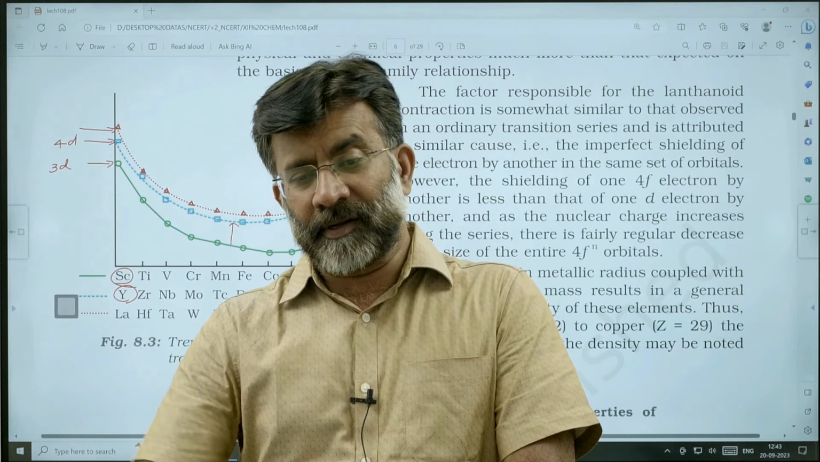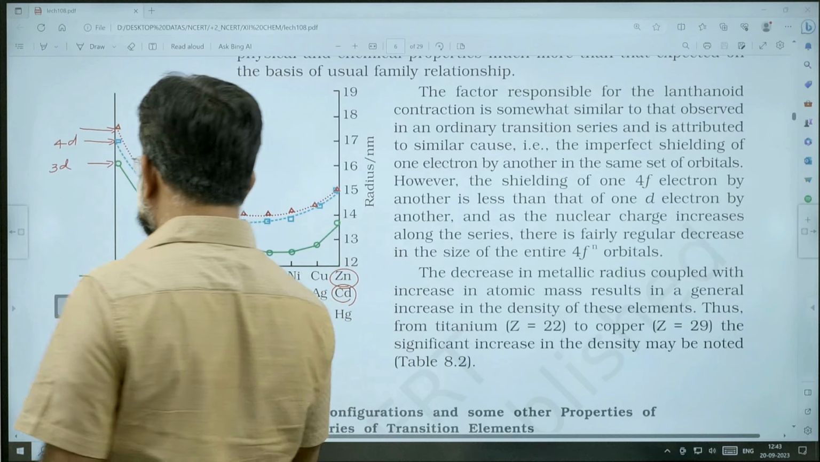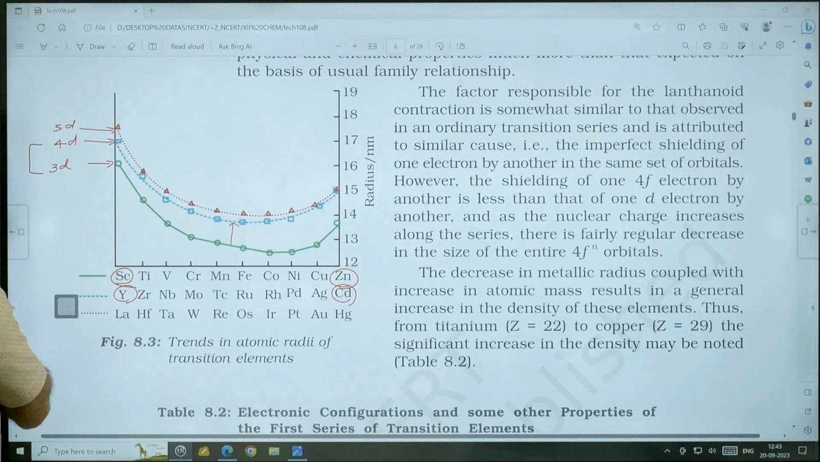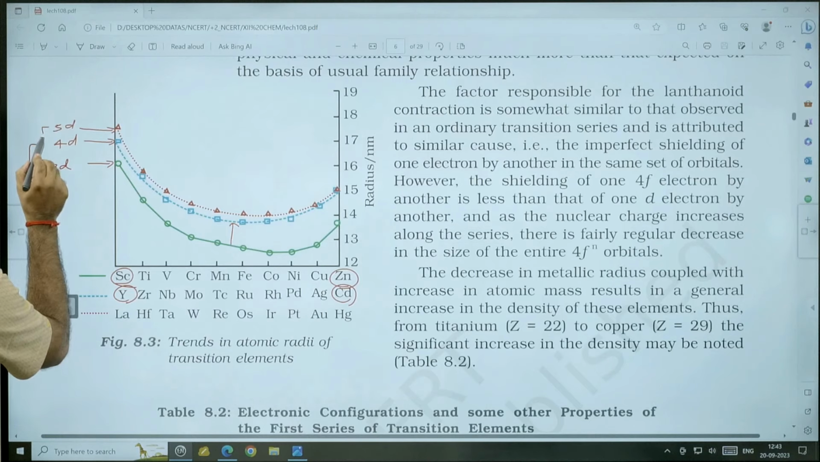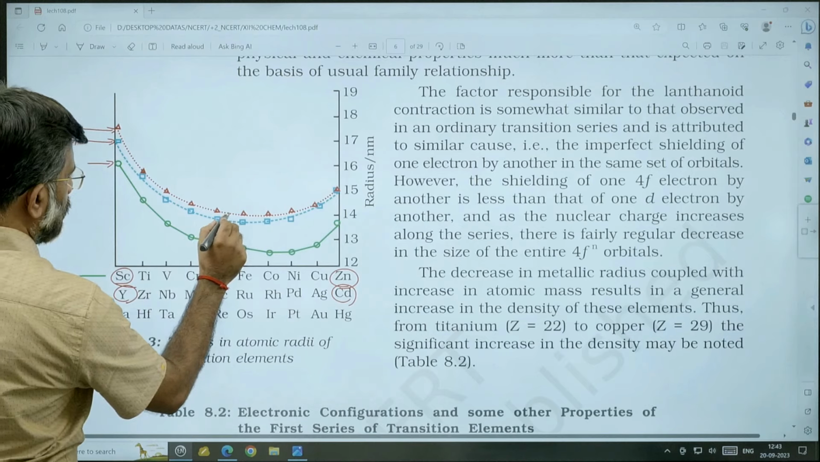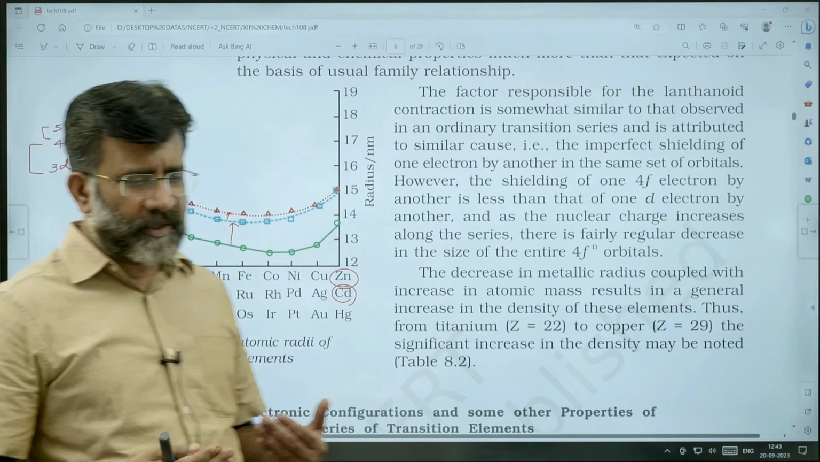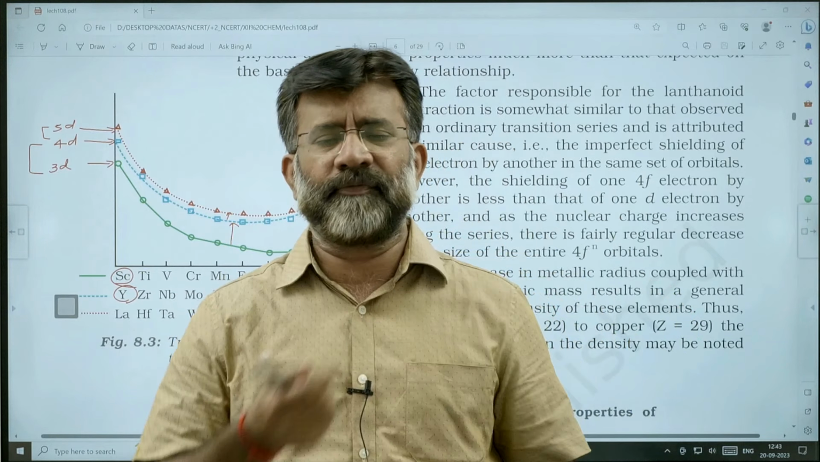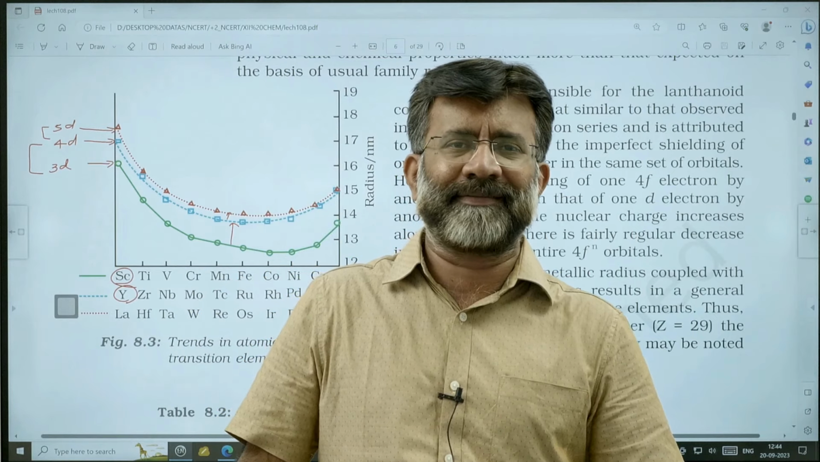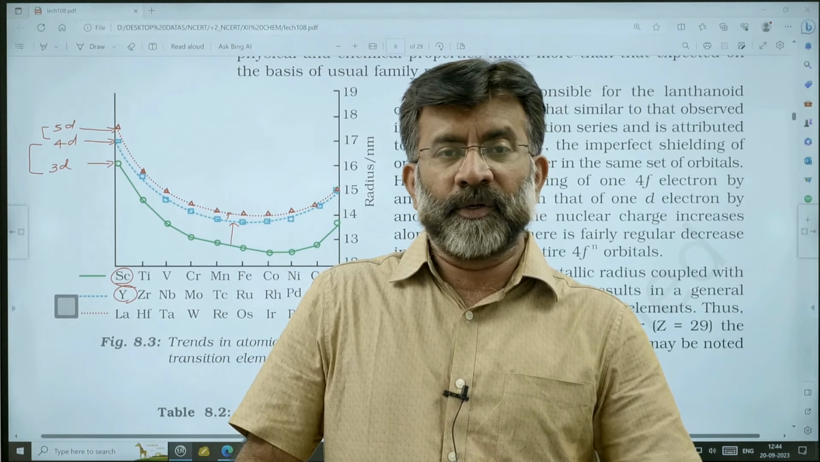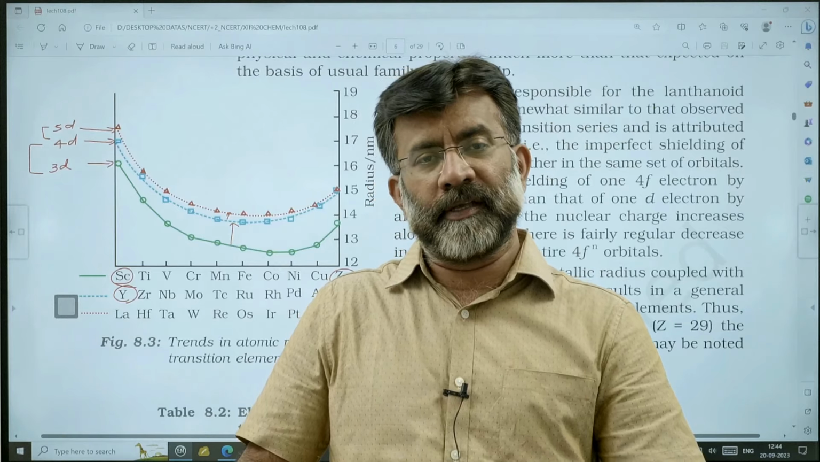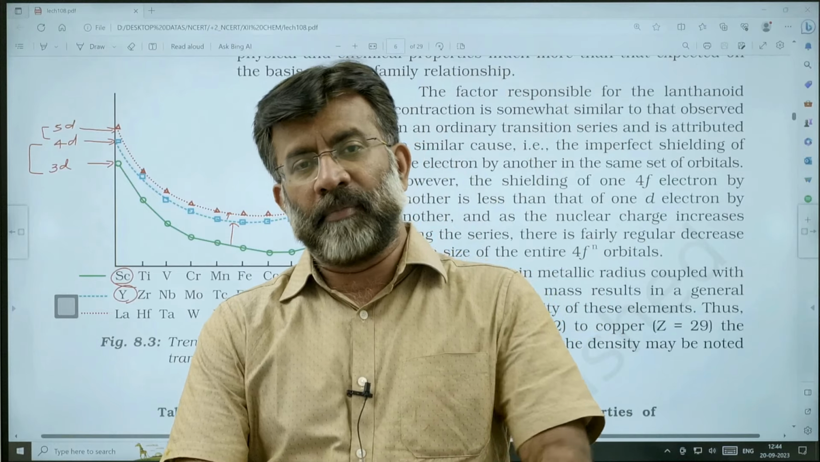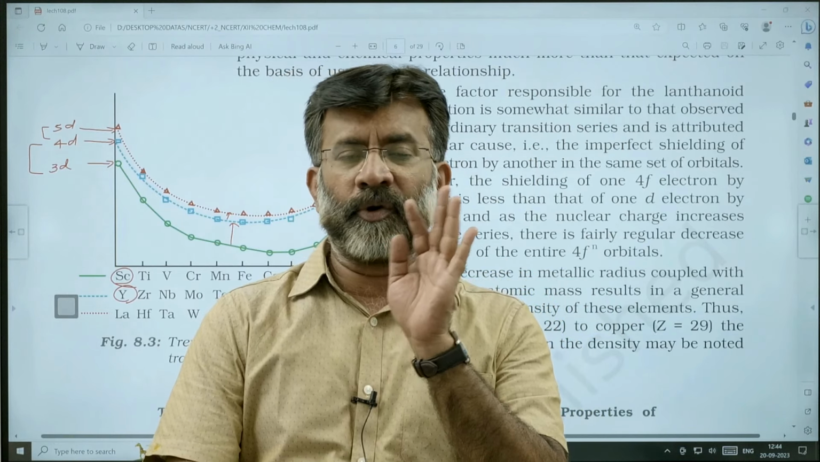Now, what about 4d, 5d? What about the second series and the third series, the 5d series? Here there is a considerable difference in the size, while here the difference is very small. Don't you see the difference is very small? Not even very small. In many cases the values are either the same or slightly differing by 1 unit, greater or lower. So between 3d and 4d series, there is a considerable increase in the atomic size. But between 4d and 5d, there is not much difference.